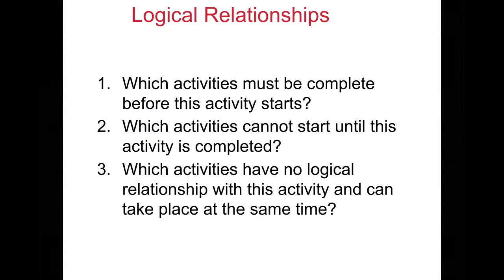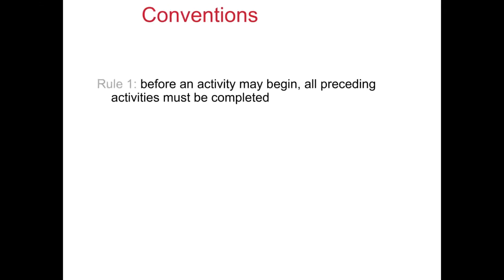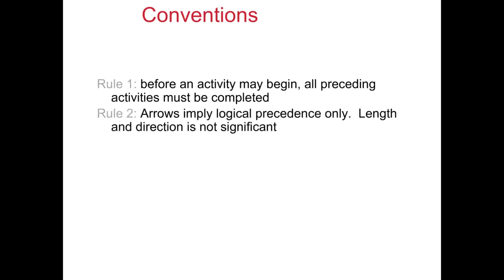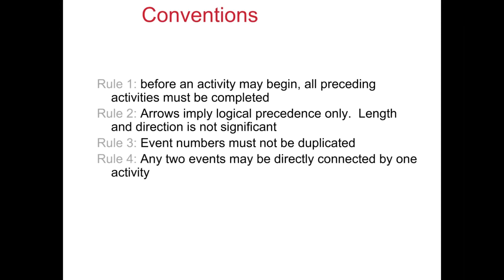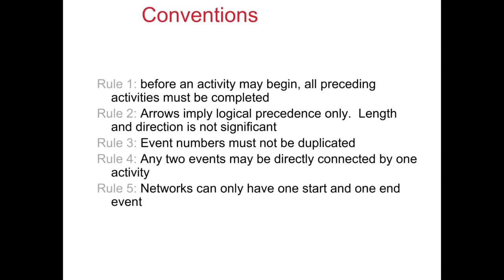So while defining the logical relationship, we have to understand which activities must be complete before this activity starts, which activity cannot start until this activity is completed, and which activities have no logical relationship with this activity and can take place at the same time. So some of the conventions that we have to keep in mind: before an activity may begin, all preceding activities must be completed. Arrows imply logical precedence only. Length and direction are not significant. Event numbers must not be duplicated, and any 2 events may be directly connected by 1 activity. And networks can only have 1 start and 1 end event.